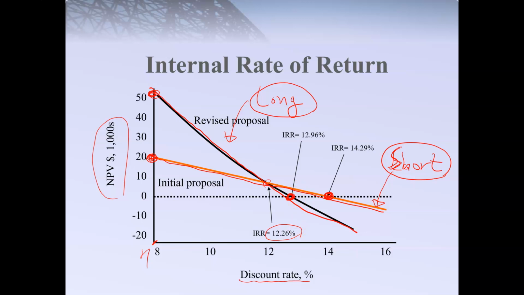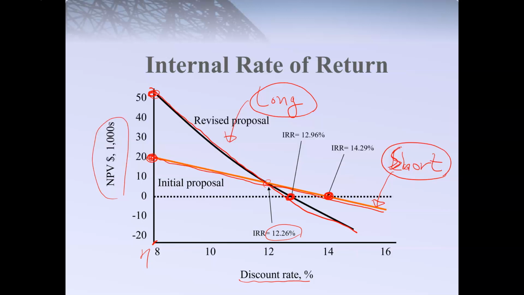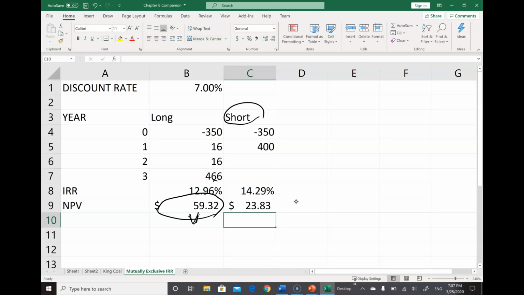So what's the take-home message here? The take-home message is when you compare two projects, right? When you compare two projects, they are different in some way, right? In this case, there is a difference in the duration of the mutually exclusive projects. And when you make a decision on which one is better, you do not want to use the internal rate of return. In that case, you want to use the net present value.